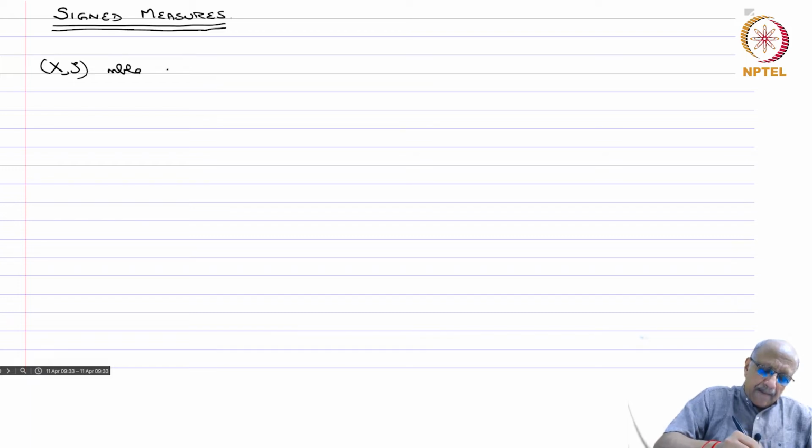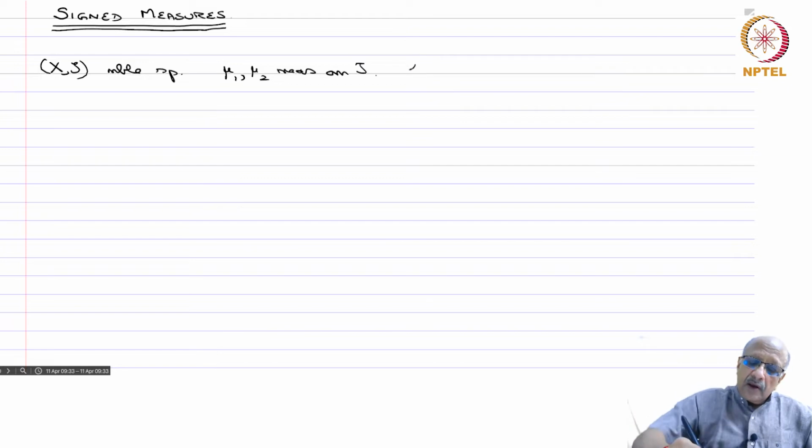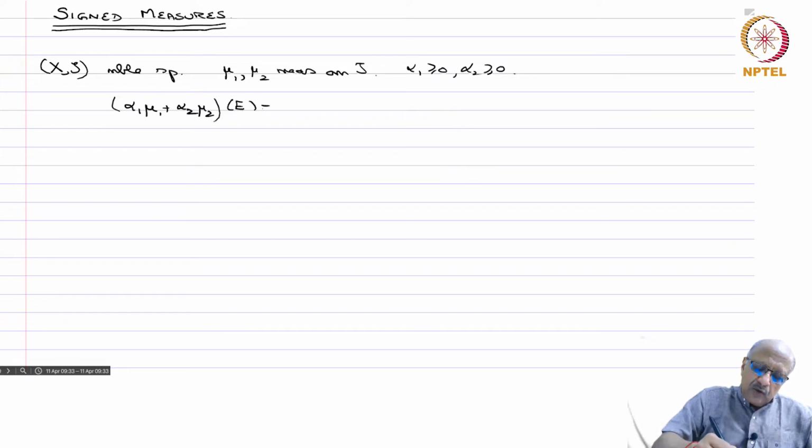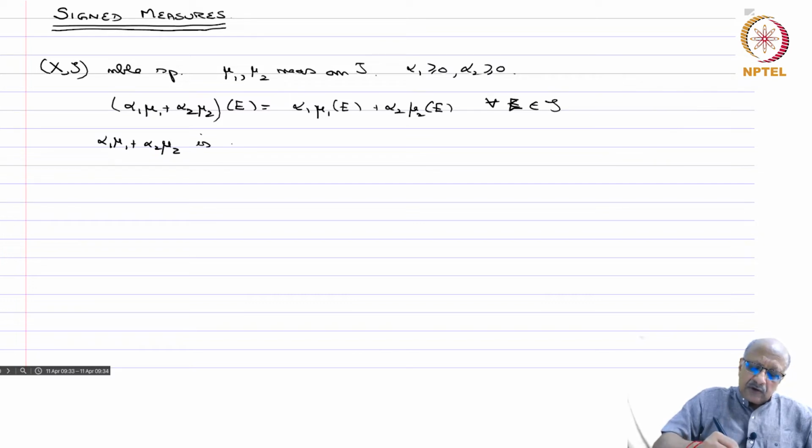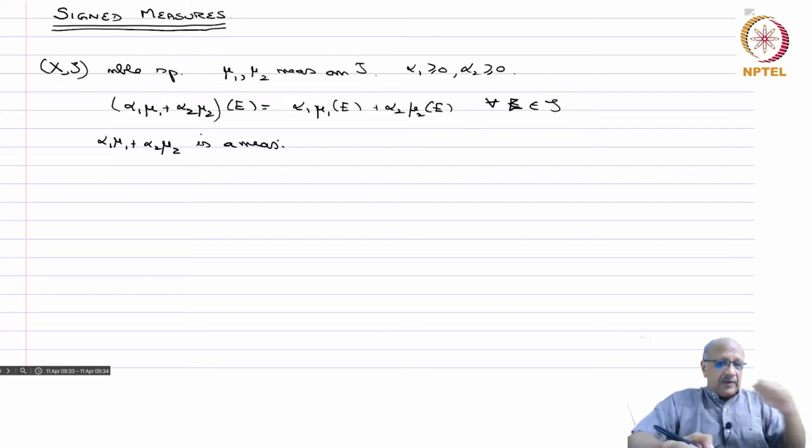We will now start a new chapter. This is called signed measures. Let X, S be a measurable space, and let us have mu1, mu2 measures, and alpha 1 and alpha 2 non-negative real numbers. Then you can define alpha 1 mu1 plus alpha 2 mu2 of E in the usual way. This is alpha 1 mu1 of E plus alpha 2 mu2 of E for every E in S, and then alpha 1 mu1 plus alpha 2 mu2 is a measure. We have seen it and it's easy to prove.